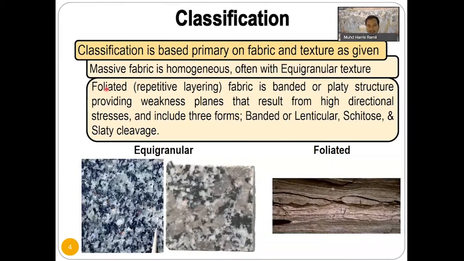Okay, the second one is foliated. Foliated is actually this one. You have that kind of foliation. Repetitive layering fabric, it is banded. So you can see it's banded, and a planar structure providing weakness planes that result from high directional stresses and include three forms. So you have banded or lenticular. Most of the time people will call it banded. Schistosity and slaty cleavage.